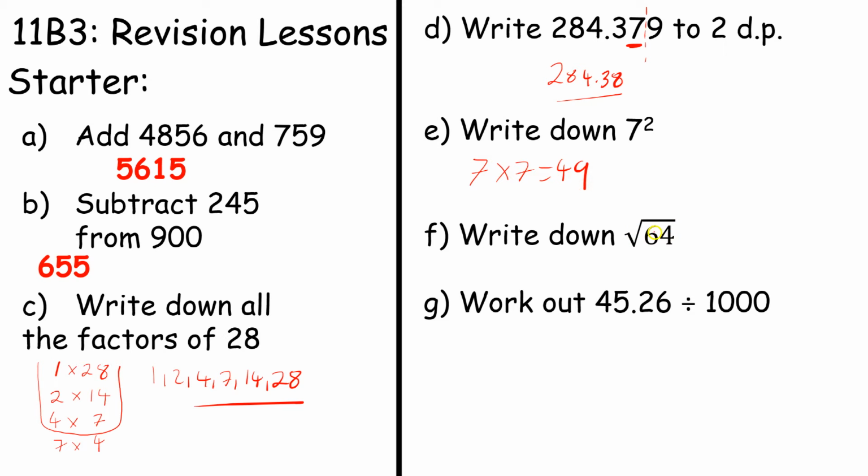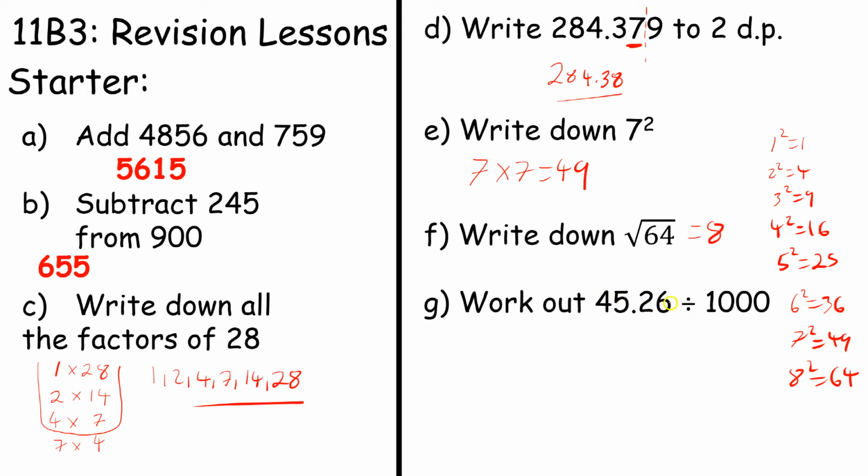The square root of 64 is the number that I multiply by itself to get 64, which we should know is 8. You should know your square numbers up to 12. So 1 squared is 1, 2 squared is 4, 3 squared is 9, 4 squared is 16, 5 squared is 25, 6 squared is 36, 7 squared is 49, 8 squared is 64, and so on.